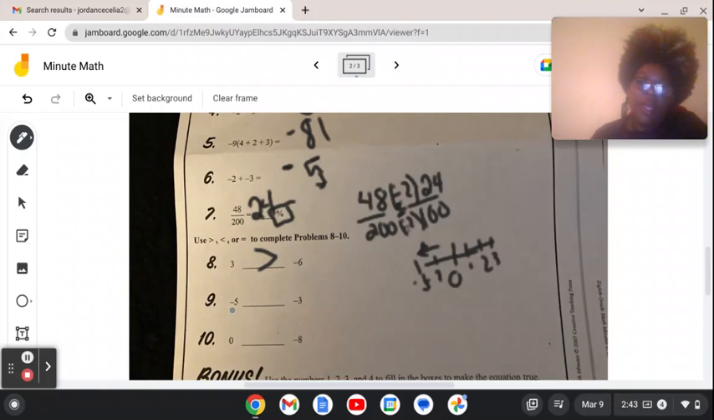The next one, -5 is blank to -3. -5 is furthest away from the 0, so it would be less than, and the pointer is pointing at the smaller number. 0 is greater than -8. Same thing as relates to the number line.